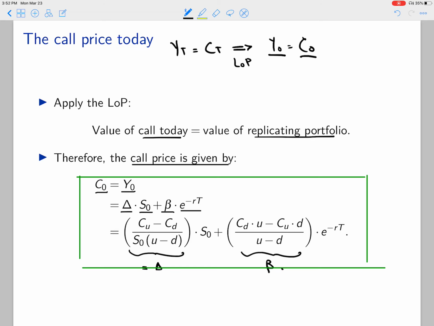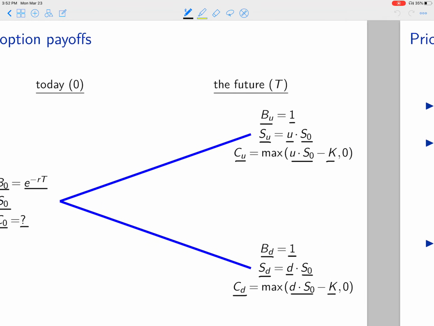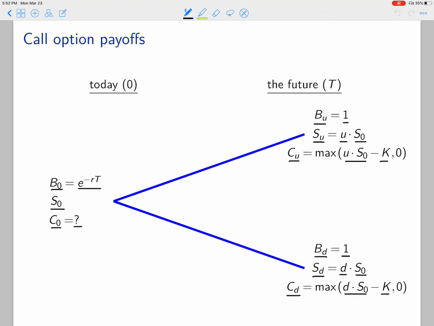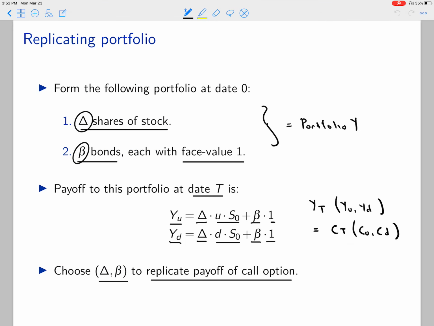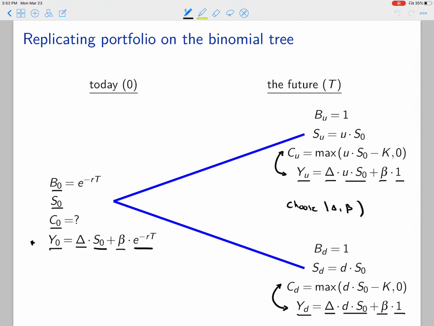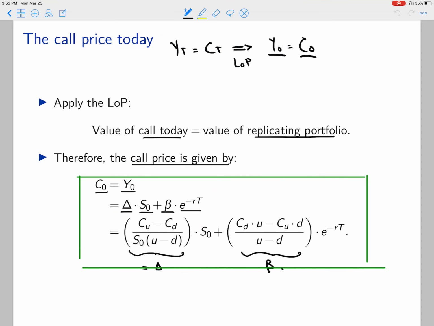So to summarize, what did we do? We wanted to calculate the price of a European call option. I'll start from the beginning. We did so by first setting up our model, getting the payoffs, and then we did something called pricing by replication. We found a portfolio Y, which is comprised of delta shares and beta bonds, which replicated the payoff of the call at date capital T. The number of shares and bonds we need to own, we derived in the slide. And then we just applied the law of one price to back out the price of the call option at date zero. Pretty simple, right? Just like forward pricing, but just a little bit different.